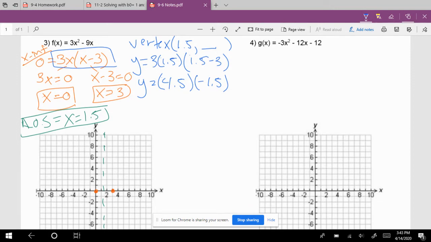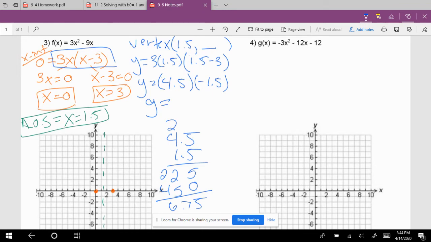All right. All my calculators are dead. So off to the side, let's try this. 4.5 times 1.5. 25. 20 and add the 2 is 22. 1 times 5. 1 times 4. Add. Bring it in 2 decimal places. Y equals 6.75.